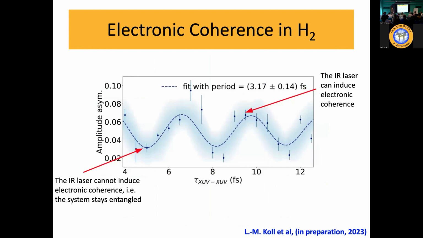Actually, here is your summary of the experiment. This is basically the amplitude of the electron localization oscillation that we see as a function of XUV delay. So you clearly see for certain delays, we don't see the electronic coherence. For other delays, we do see it.